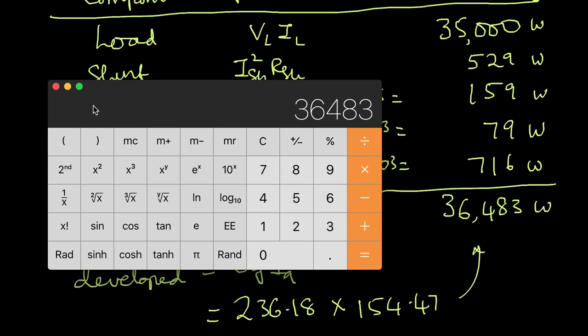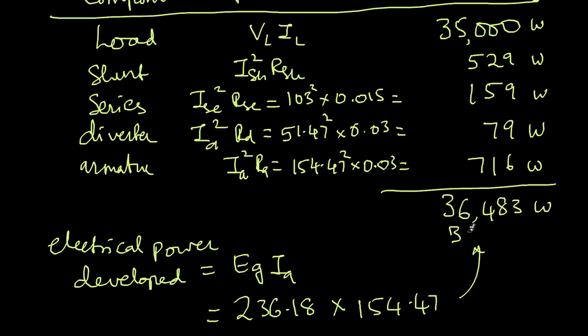So let's verify that now. 236.18 multiplied by 154.47. So I'm getting 36,482.72. So this is almost equal to this. So we are getting validation.